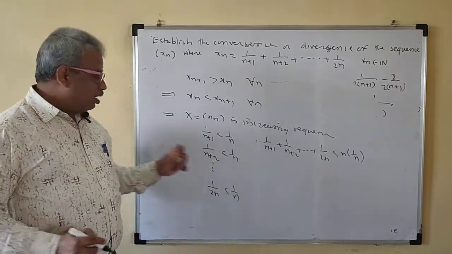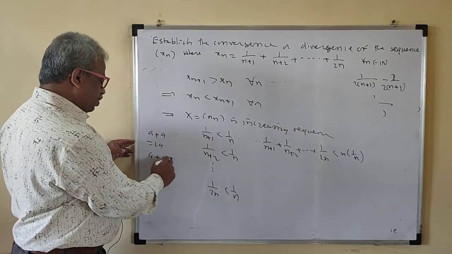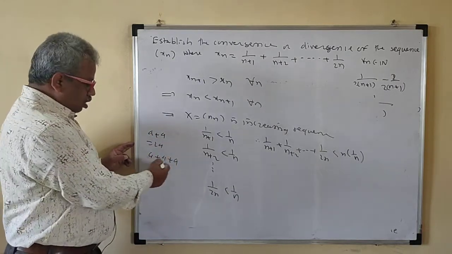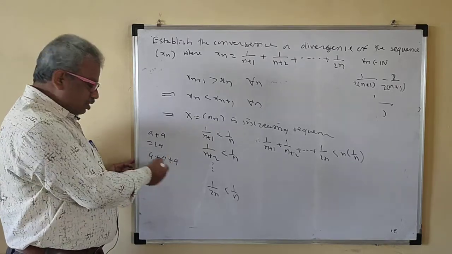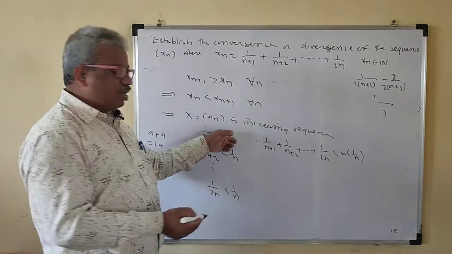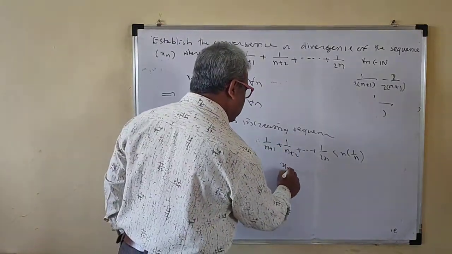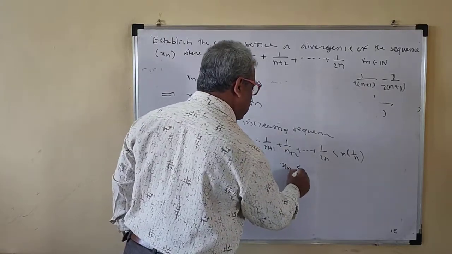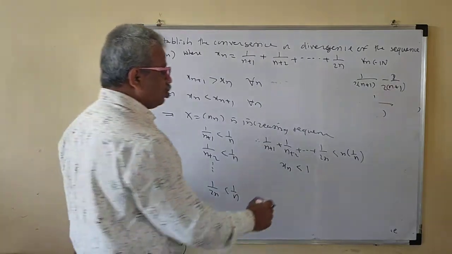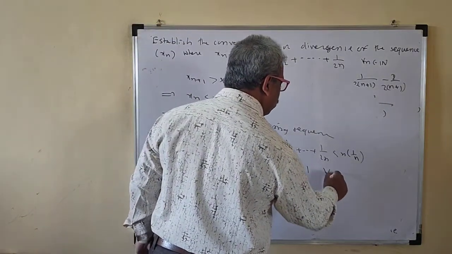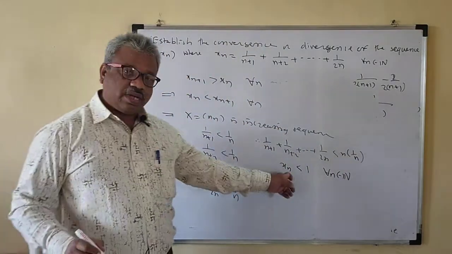So what will this sum be? The sum of a plus a is twice a, a plus a plus a is 3a if you add it 3 times, and a added 4 times is 4a. Same thing here: 1 by n added n times, so n into this. So that means this x n is less than 1, and this is true for all n belonging to natural numbers.